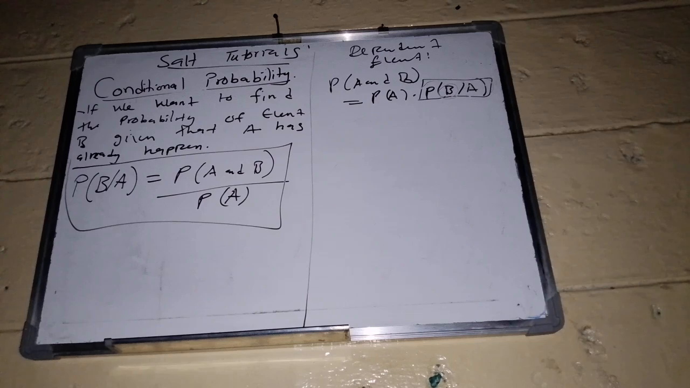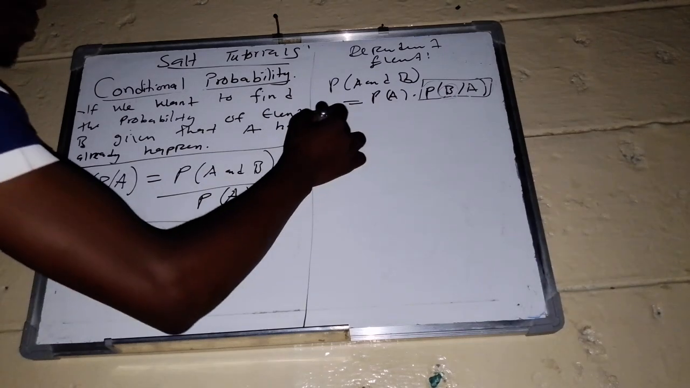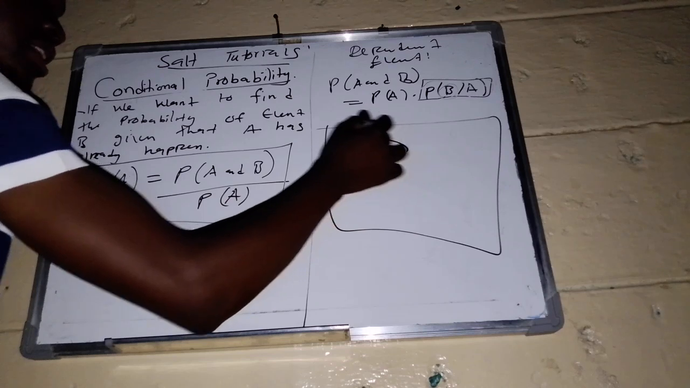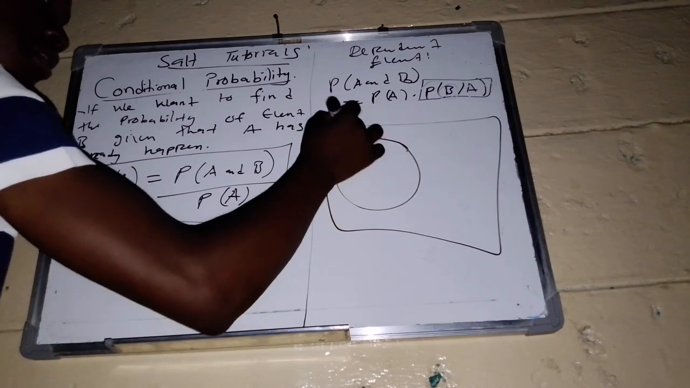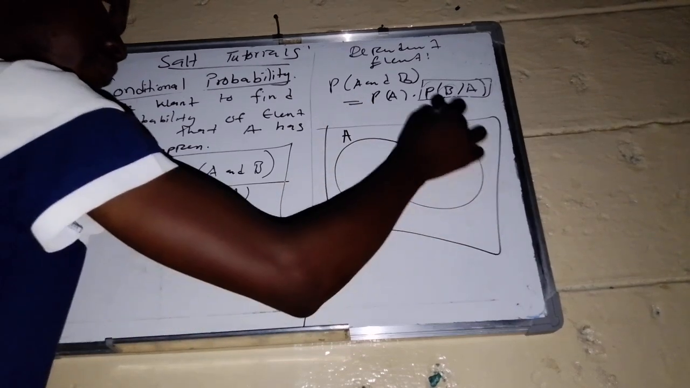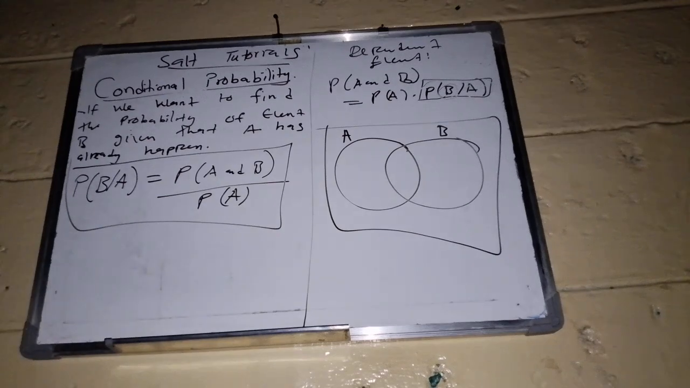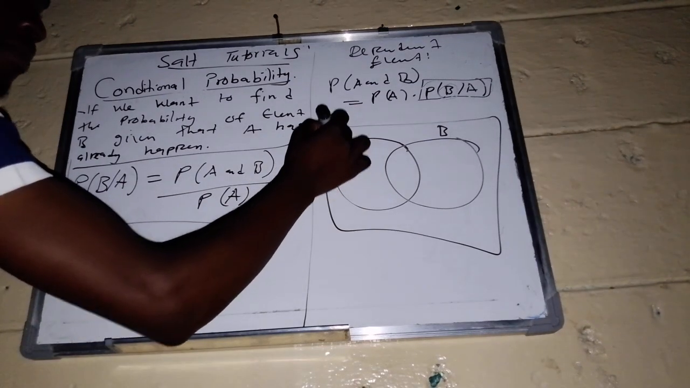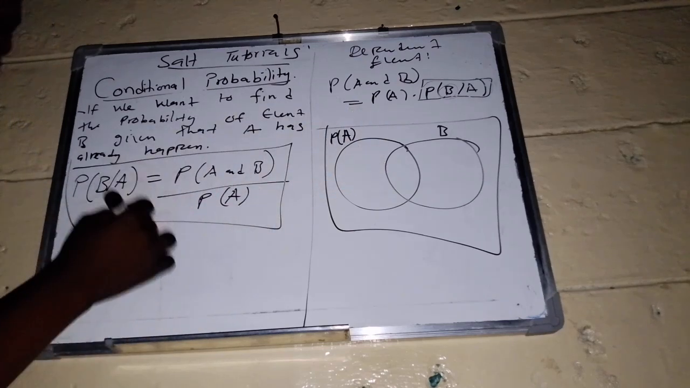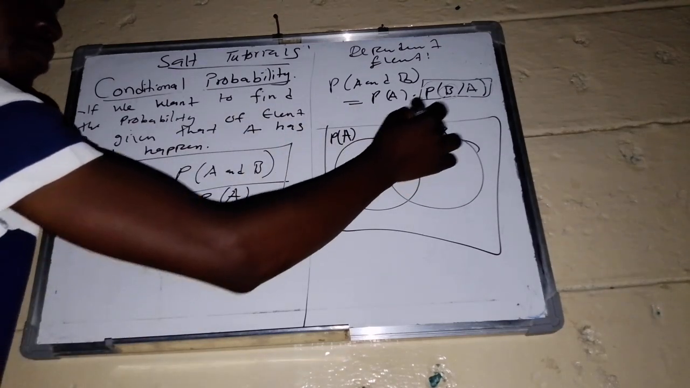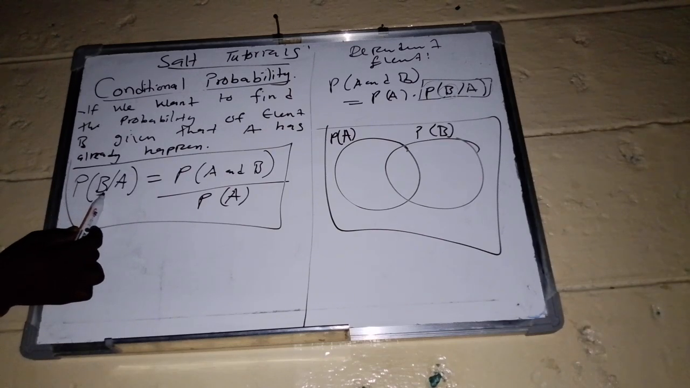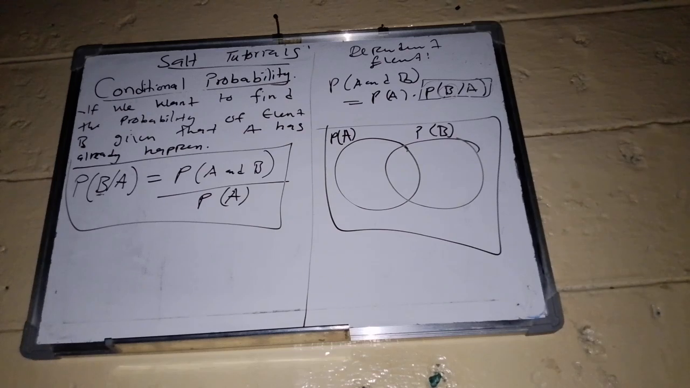So now look at this. Or maybe if I was to represent it in a sketch, I can say this is event A and this is event B. So what are we simply saying? This is maybe the probability of me picking A and this is the probability of me picking B. So what are we looking for? We are looking for the probability of B given A has already occurred.